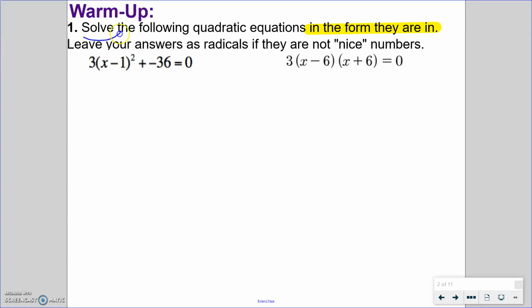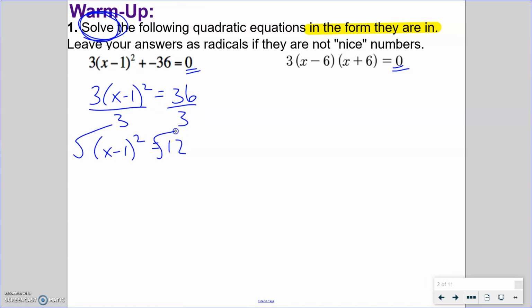Notice how I'm using the phrase solve versus find the x-intercepts, because both of these guys already have a 0 in place. That's literally the only difference. Other than that, the procedure and the process are exactly the same, okay? So for the first one, I'm going to add positive 36 to both sides. Then divide both sides by 3.